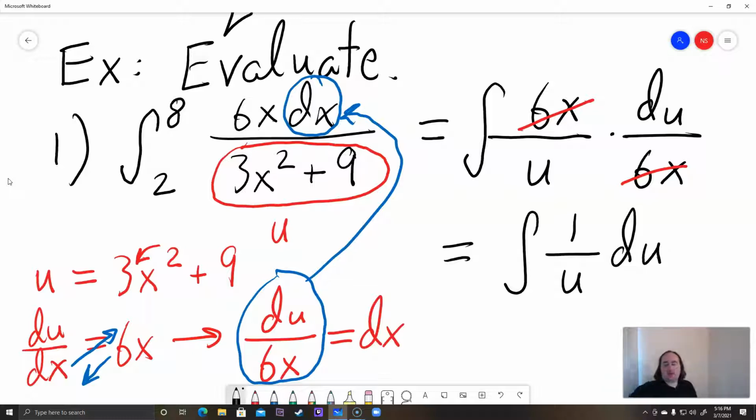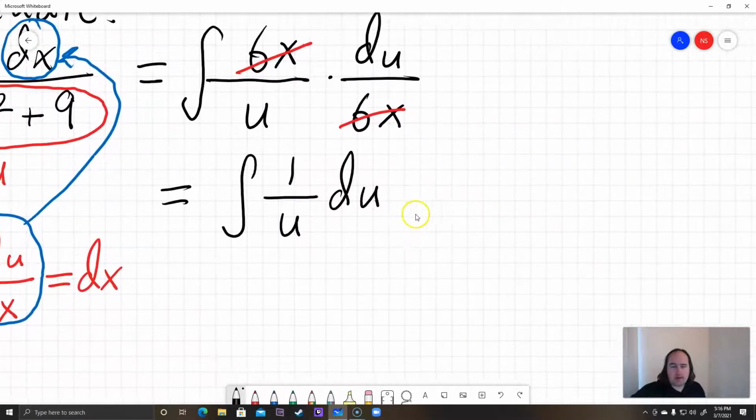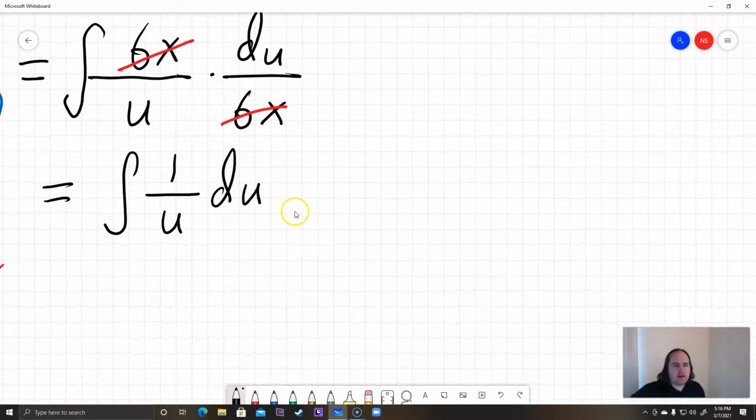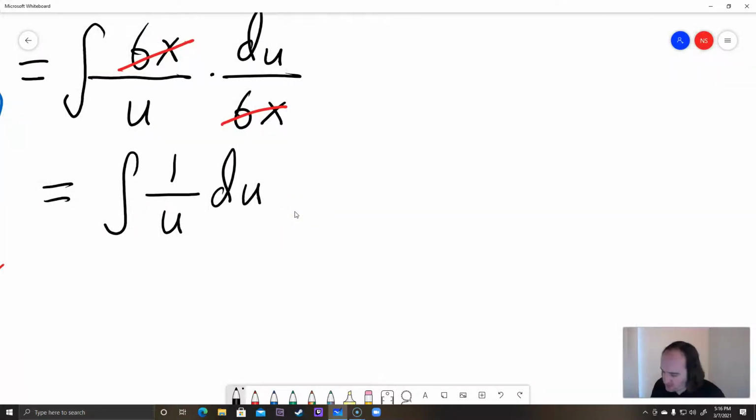Okay, and then what's the formula for the integral of 1 over u du? Well, it's actually natural log of absolute value of u plus c. However, we're not going to be writing a plus c here because this is a definite integral, so we're going to actually be plugging in these numbers at the end. Okay? So what we've got here is the integral of 1 over u du is equal to natural log of absolute value of u, but I'm not going to write plus c because it's actually a definite integral.